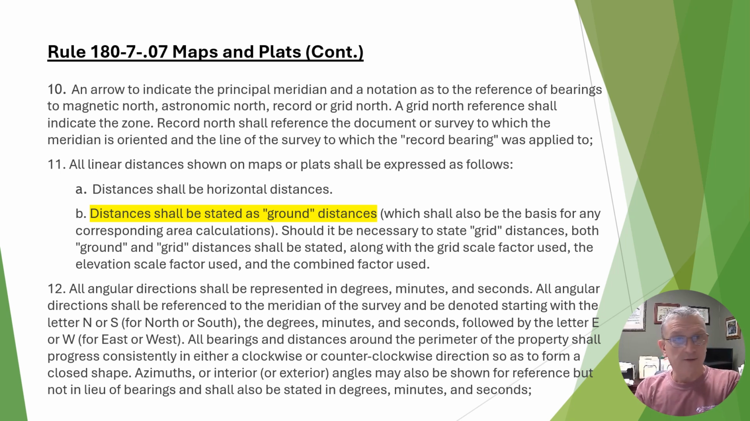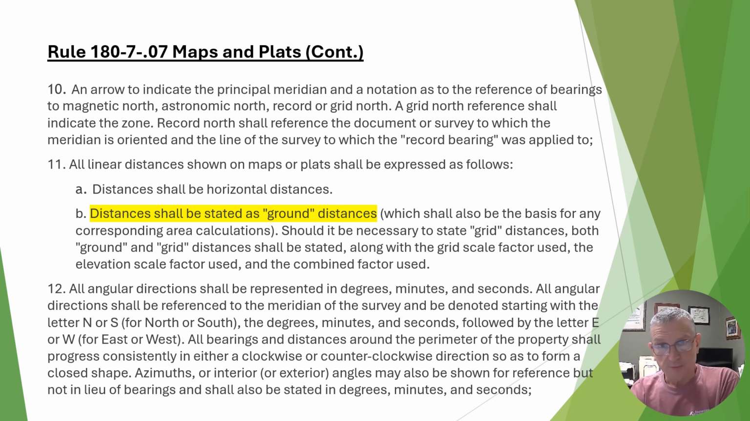Should it be necessary? Should somebody be requiring you to state grid distances? You need to show both grid and ground. So if you're showing grid, you need to provide the elevation factor and the grid factor or the combined factor. It says and the combined factor, but basically we show either the first two or the last one.